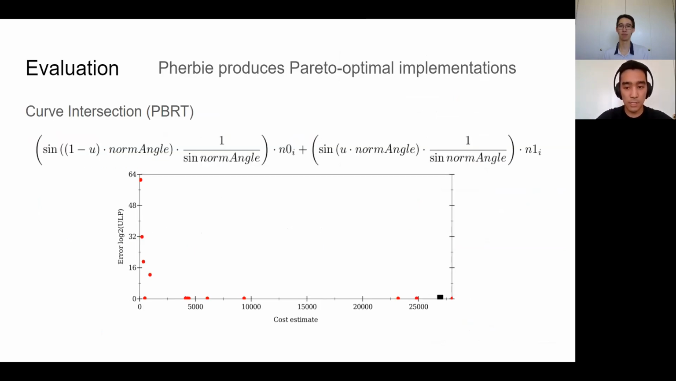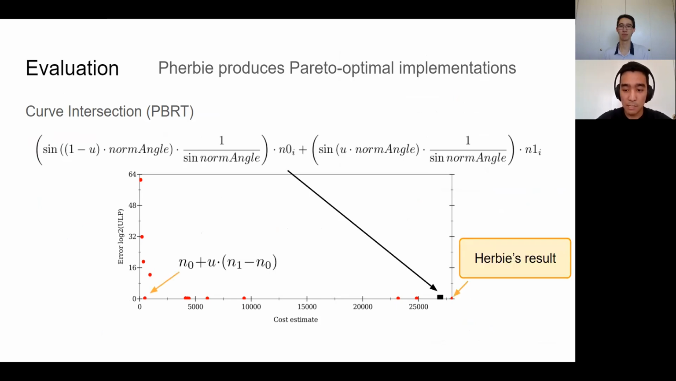The first is from PBRT. This expression helps compute the intersection of curves. And this black square in the bottom right is the error and cost of the initial expression. And all these red dots are the implementations that Pherbie produces. Now, the important thing is that Herbie will produce the implementation in the bottom right, since all it cares about is accuracy. But Herbie fails to find these candidates that Pherbie finds that have a similar error, but much lower costs. In fact, there's this implementation in the bottom left with just arithmetic operators.